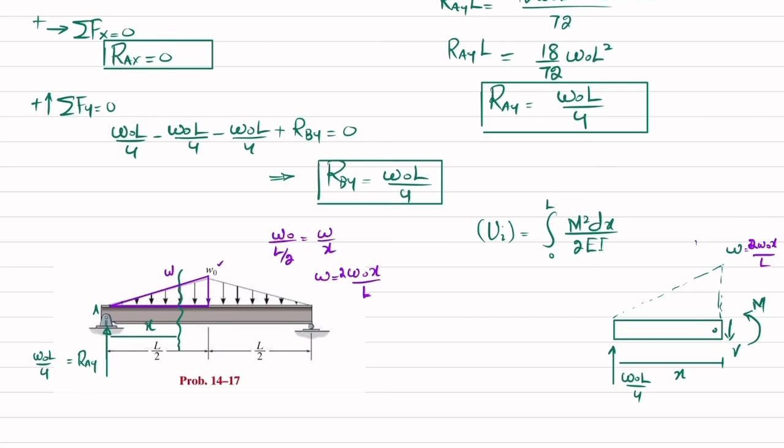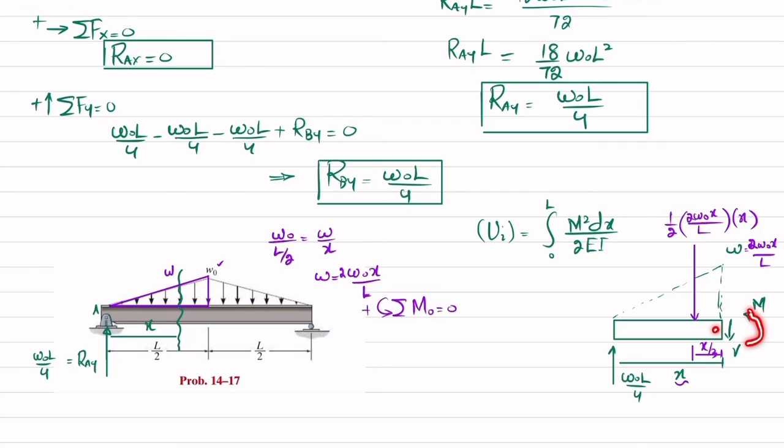Now when you convert this triangular load into a point load, it will be equal to 1 over 2 times this load, which is 2 W naught x over L, times the length over which it acts, that is x. And this will act at a distance of x by 3 from this point O. Now we'll find this moment by using the equation of equilibrium, that sum of all moments about point O is equal to 0, taking the counterclockwise moment as positive.